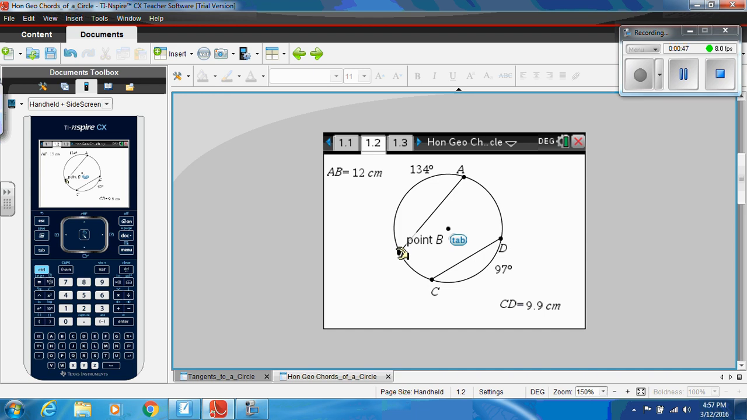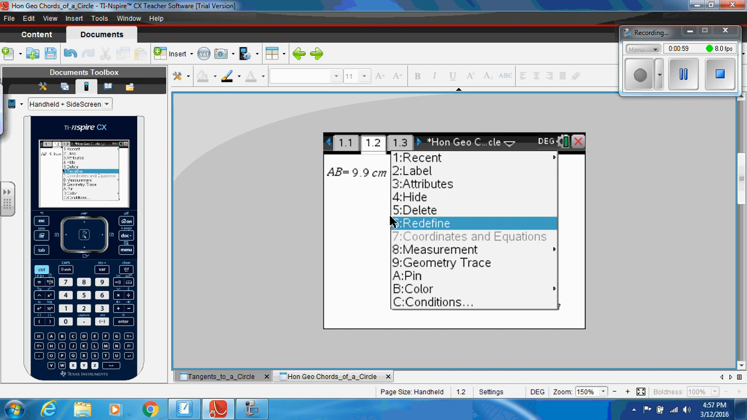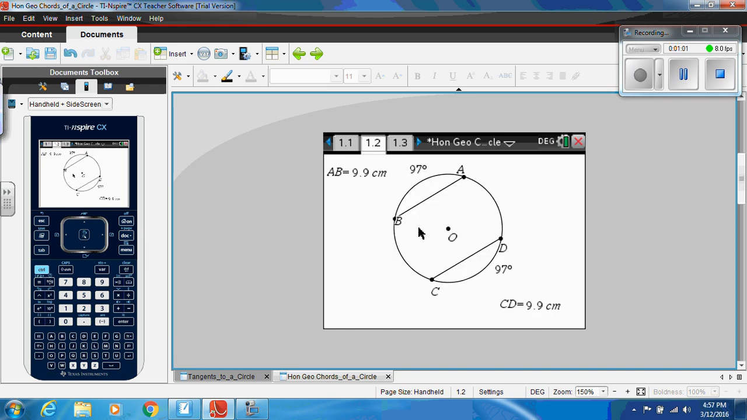So I'm going to adjust this a little bit, see if I can get them to be the same. So, okay, there you go. So this is 9.9. So 9.9 and 9.9. And notice what happened here to the arc measures. The arc measures are also the same. And there's nothing special about 9.9.